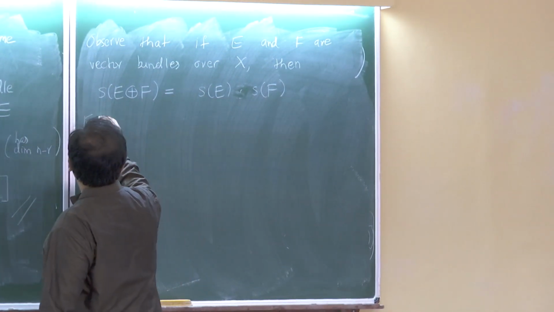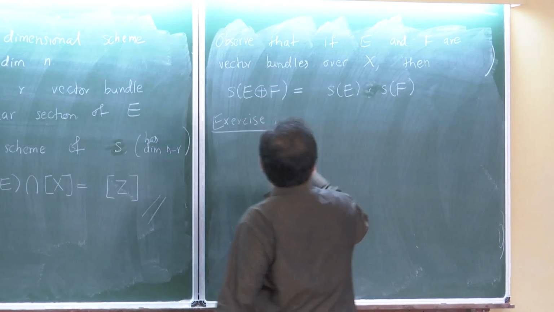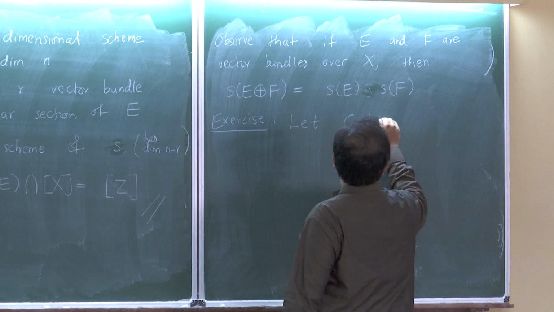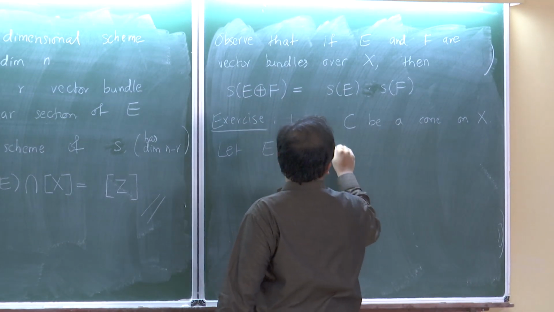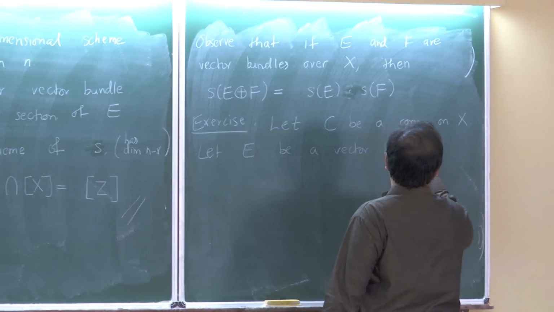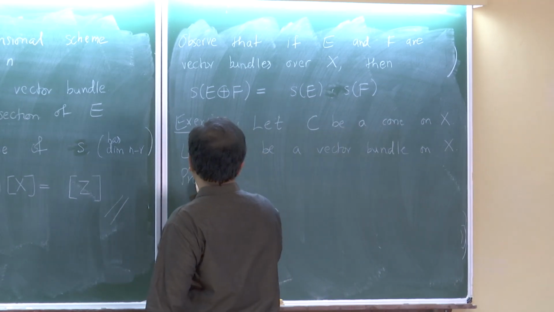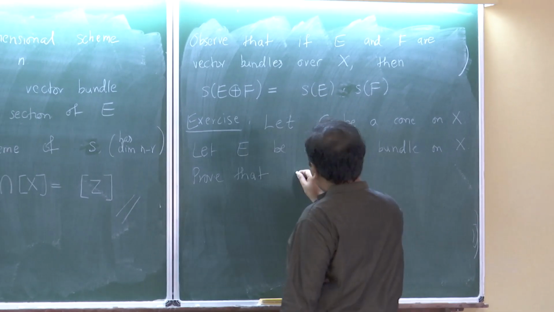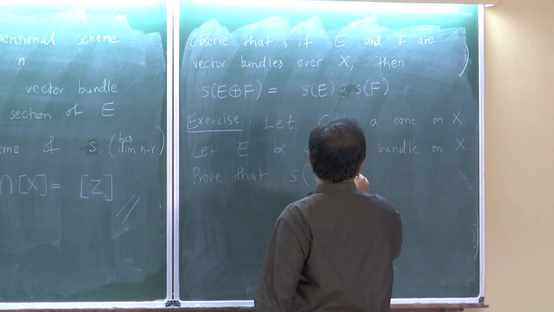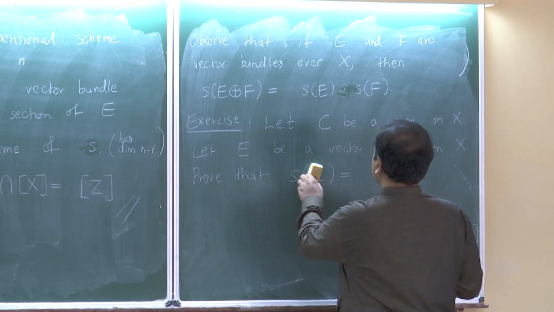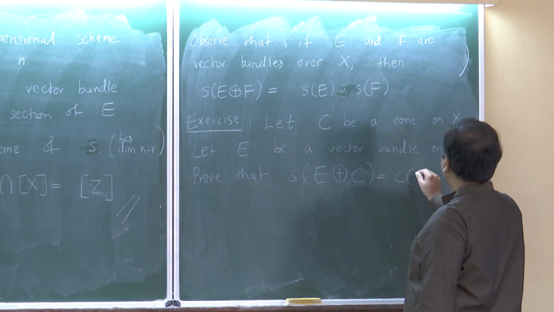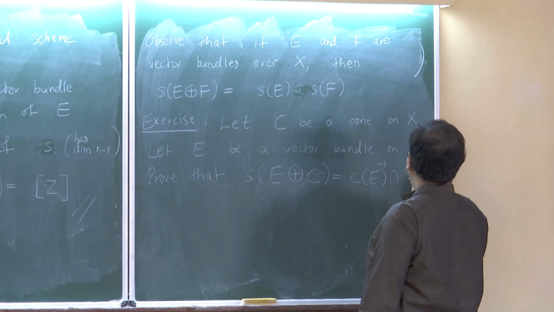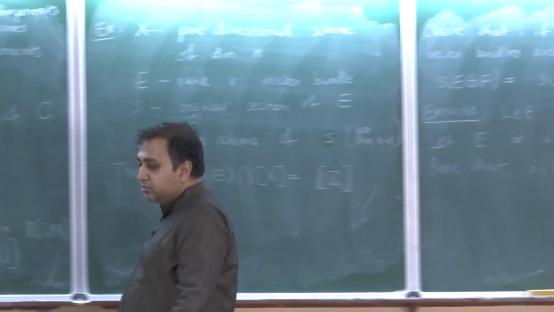So, exercise. Let C be a cone on X, and let E be a vector bundle on X. Then prove that S of E plus C is equal to c(E) inverse cap S of C. So if one of them is a vector bundle, then this still works.